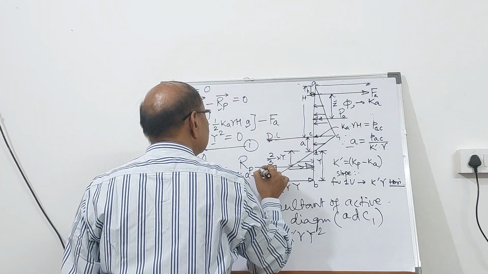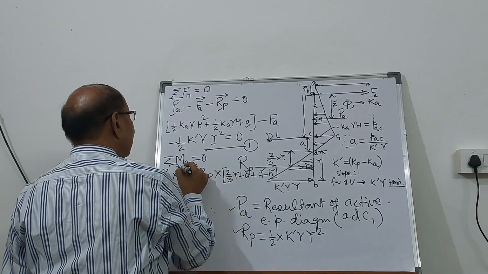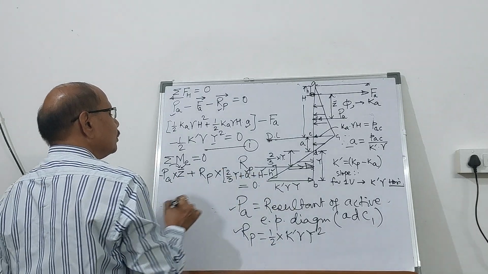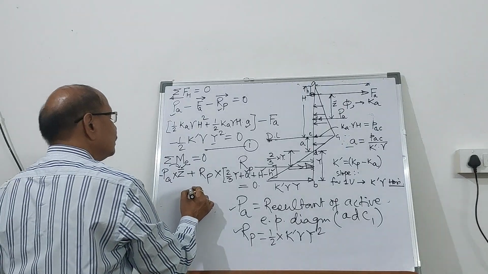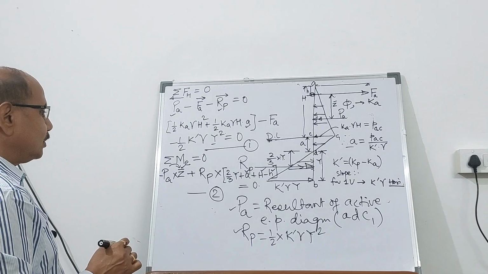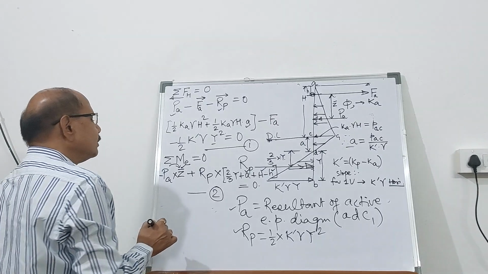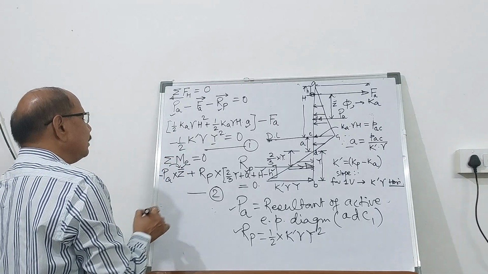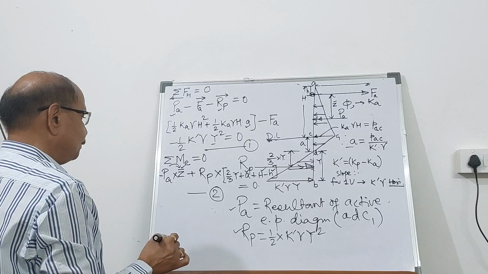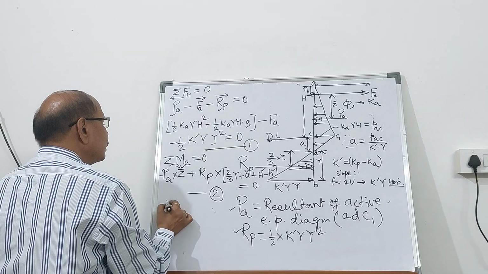Now H is known. This is also known. A is known. Z bar is known. This must be equal to 0. But Y is not known. So this gives you another equation. So friends, you have got these two equations, and these two equations help you in finding out the value of Y.